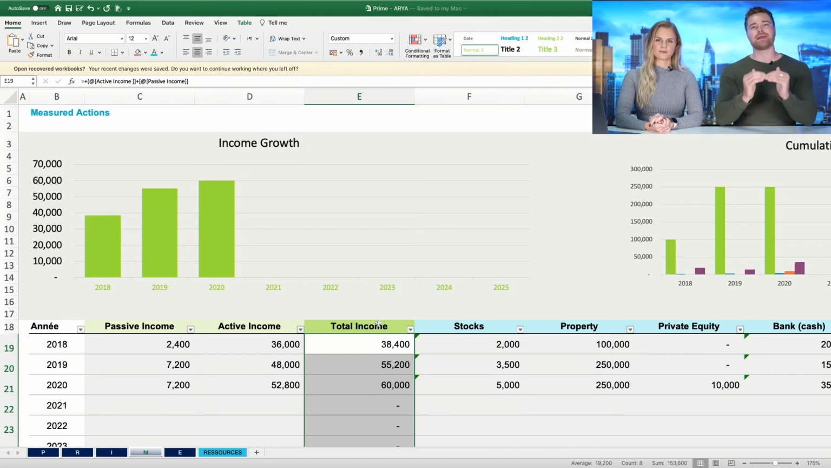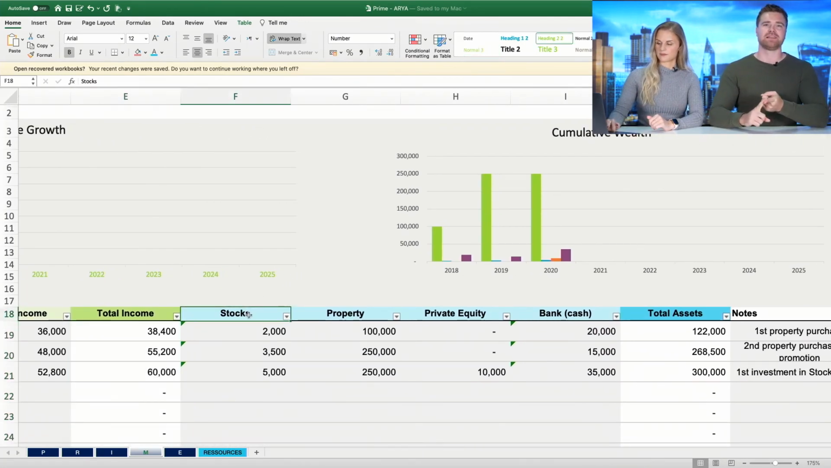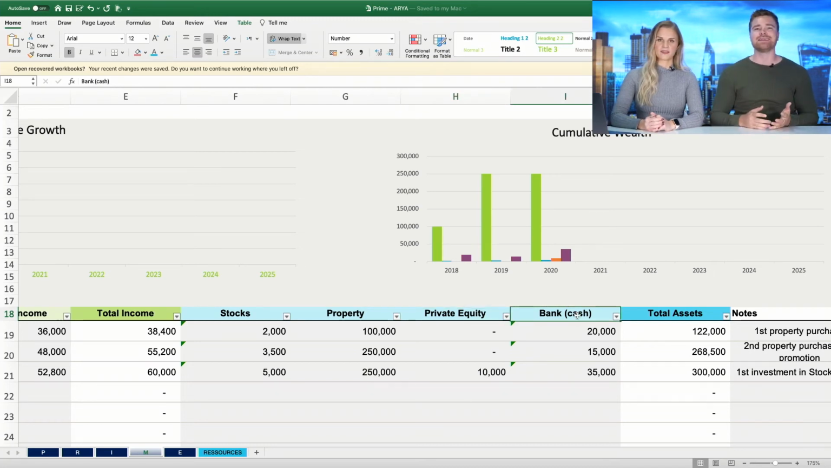And then we break these down. So we say, okay, what was our stocks for this year? How much did we invest in the stock market? How much did we invest in property? And then private equity and also cash. Now, we know ideally we want to reduce this cash and transfer the cash in the bank, which is kind of sitting there doing nothing and losing you money, and turn that into something that you have in stocks or in property, gaining a return.